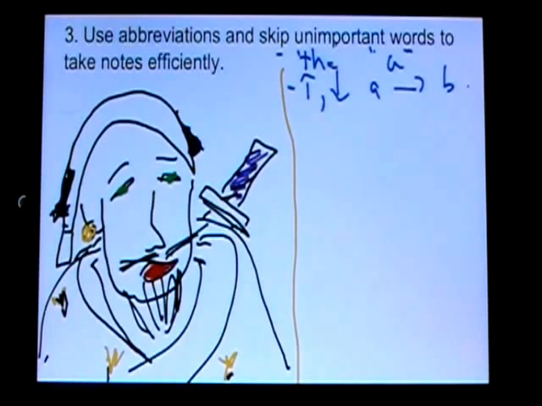As an example, let's do a practice here. I want you to listen to this passage and see how you can shorten or take notes efficiently by creating your own abbreviations. Listen to this passage and tell me what the main points are, and write it in abbreviated form.